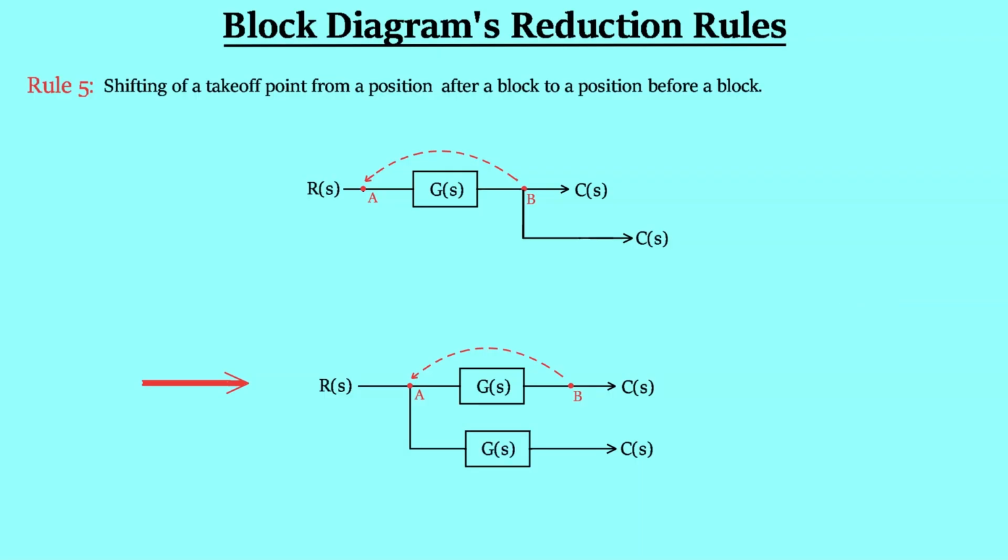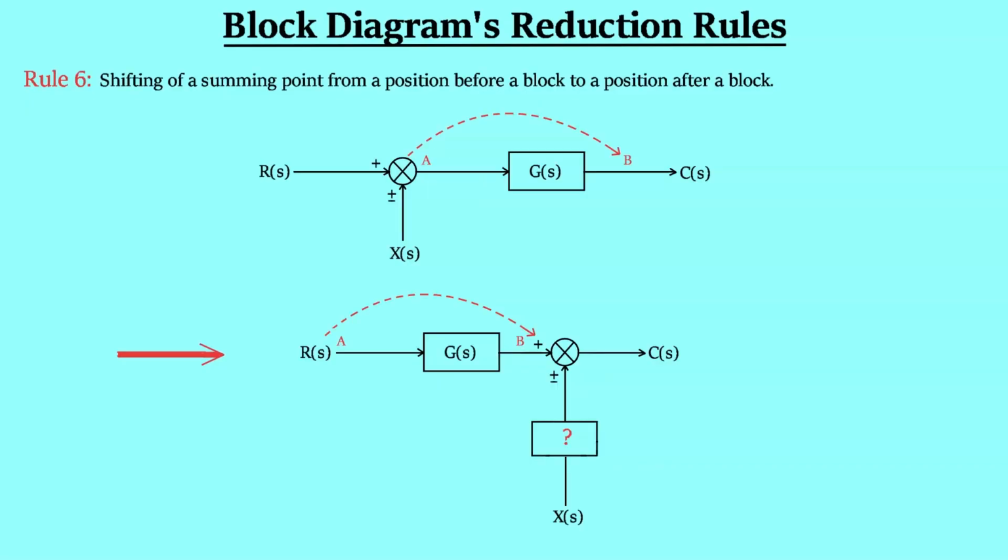The gain of the block is G. I hope you were able to find it yourself. The rule 6. Shifting of a summing point from a position before a block to a position after a block. Once again, take 15 seconds and try to find the gain yourself. Here also, the gain of the block is G.